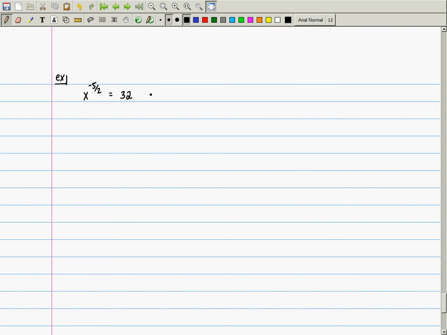I understand what you're saying. So you're saying to write... I think what you're saying is that you could say one over x to the 5/2 is equal to 32, and then you could rewrite the denominator as the square root of x to the 5th. Maybe something like that. Okay, so that's a good way. You can think of it like that. Me, I was thinking of it a slightly different way. I was thinking of it like the following.